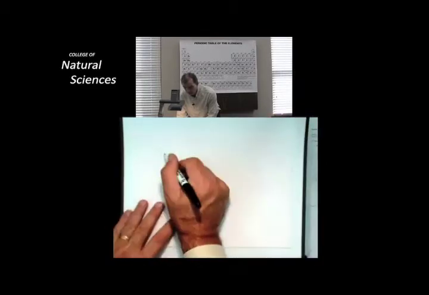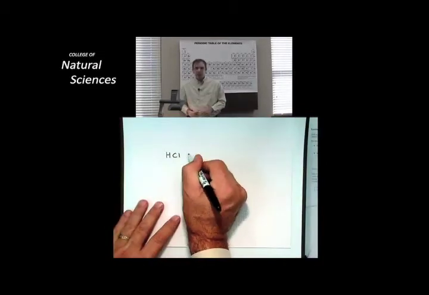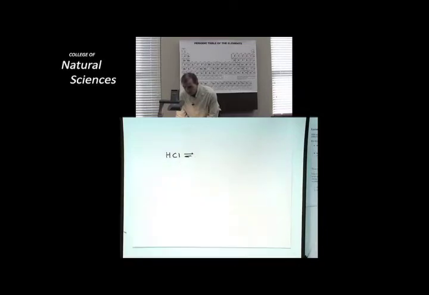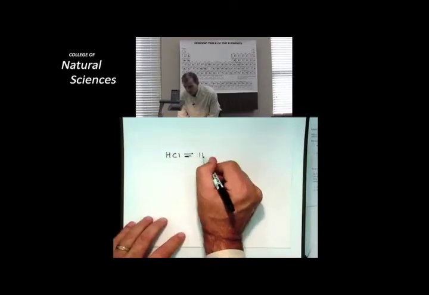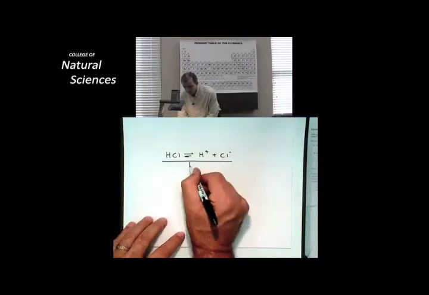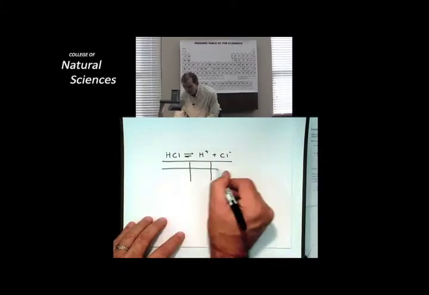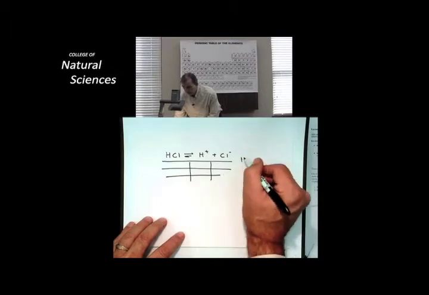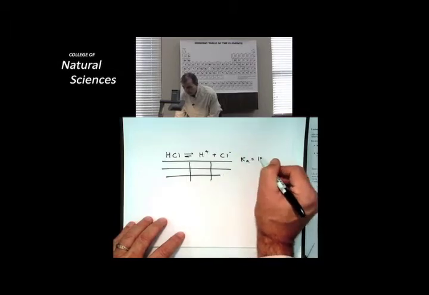HCl is a strong acid. It dissociates to make H plus and Cl minus. Watch now how nice and neat and formal I am. It's going to set up a Ka, which is equal to H plus times Cl minus over HCl.